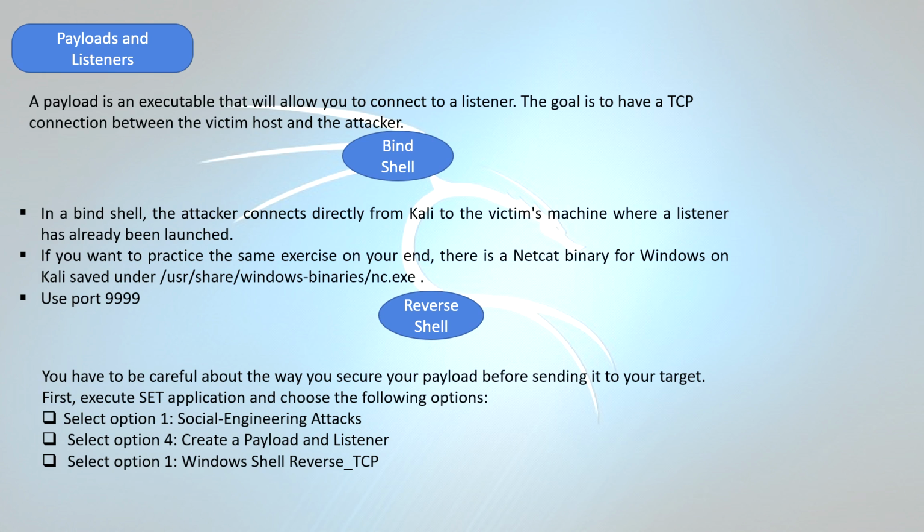The payload is the execution that is allowed to connect to a listener. The goal is to have a TCP connection between the attacker and the victim host. A bind shell is where the attacker connects from Kali, a mechanism where the listener has already been created, using port 9999. Then the reverse shell. Select option 1, social engineering attack. Select option 4, creating the payload. For the listener selection, choose the Windows reverse shell.